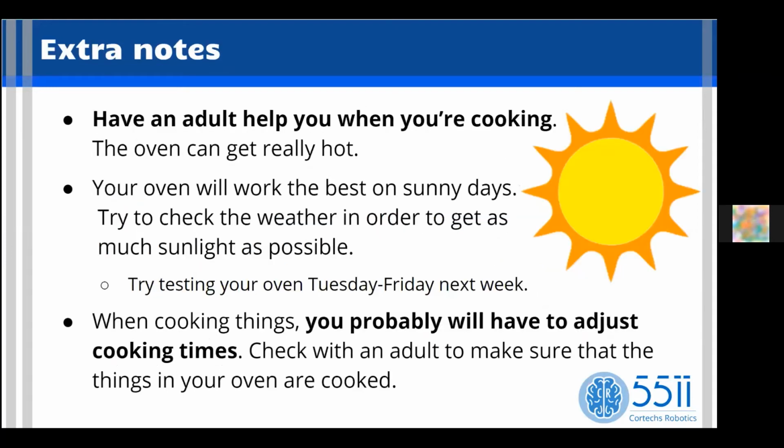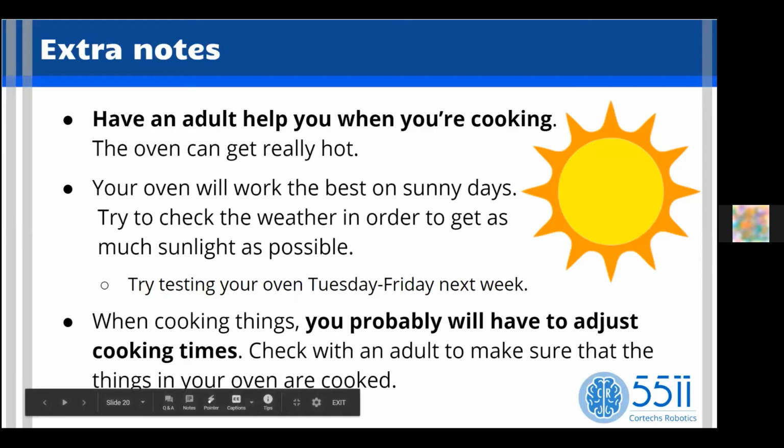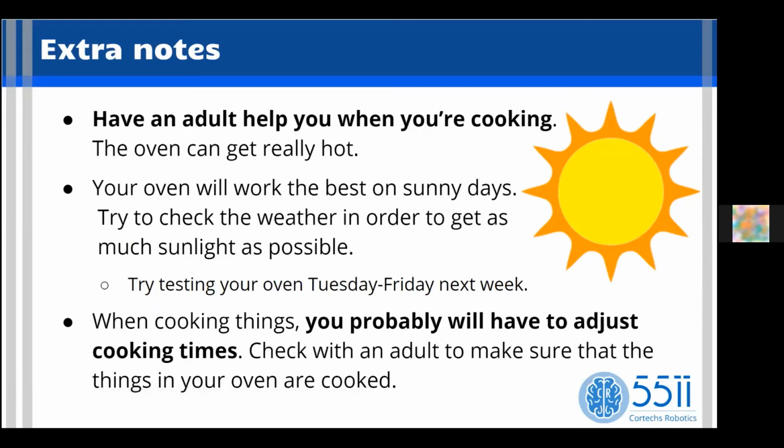Here's a few more things about your solar oven. Try to have an adult help you if you're cooking something inside of your oven. The sun's very powerful, so your oven can get really hot. Your solar oven will work the best on sunny days, so try to check the weather in order to get as much sunlight as you can. This week, the best times to test out your solar oven will be from Tuesday to Friday next week. So that'll be the 26th to the 29th.